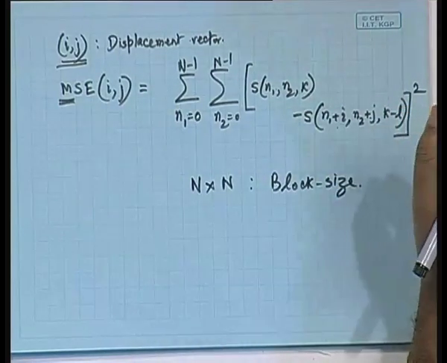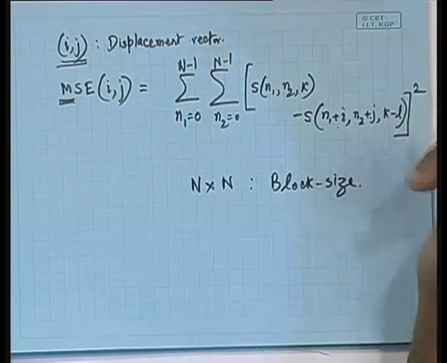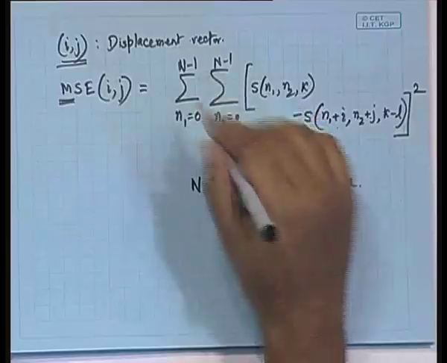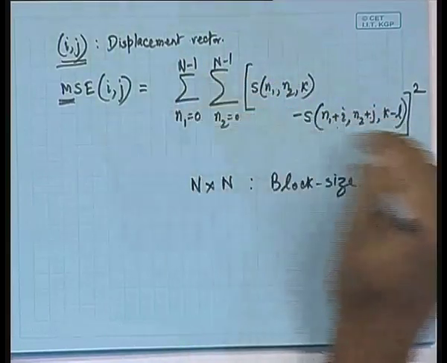Similarly, one can use n equal to 8 as the block size, although in the recent standards, people have been using variable block sizes. So, n has come down to 4, or n could be increased to 16. So, we can have a search over blocks as small as 4 by 4 or as large as 16 by 16.